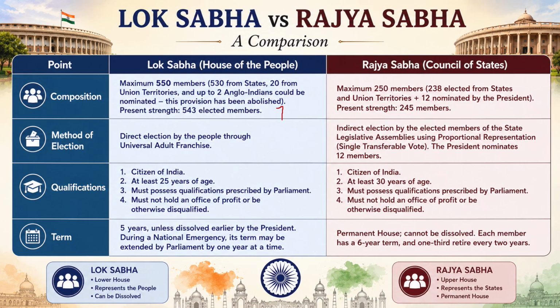Okay, now for Rajya Sabha, the maximum number of members will be 250, out of which 238 are what? Elected by the states and union territories, and 12 will be nominated by the President of India.